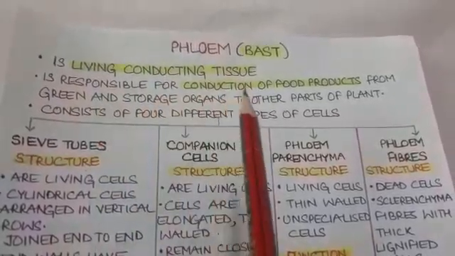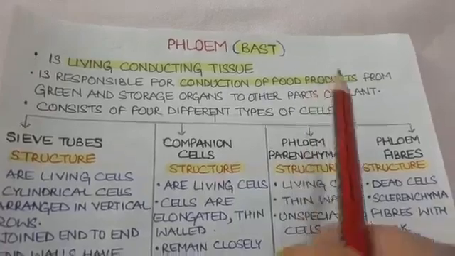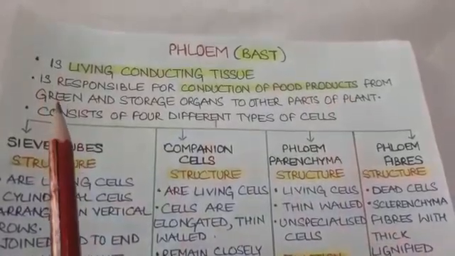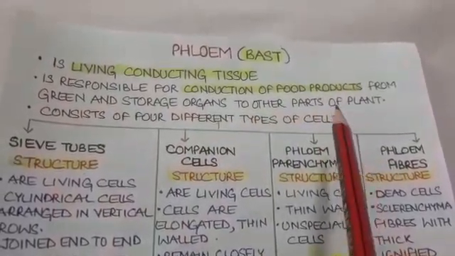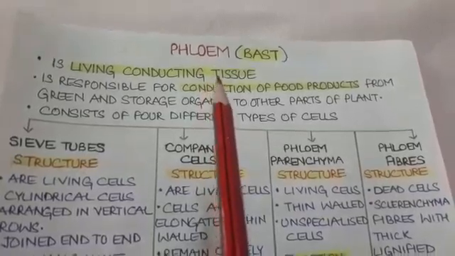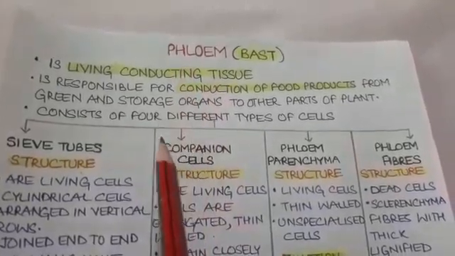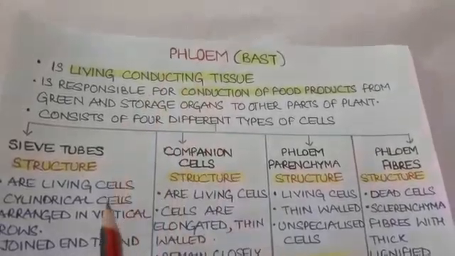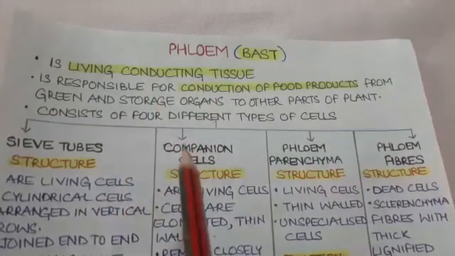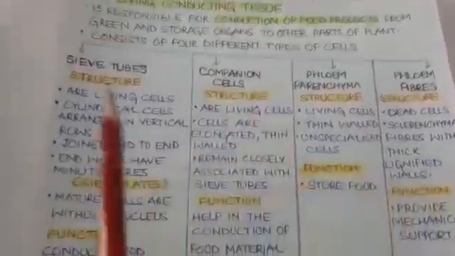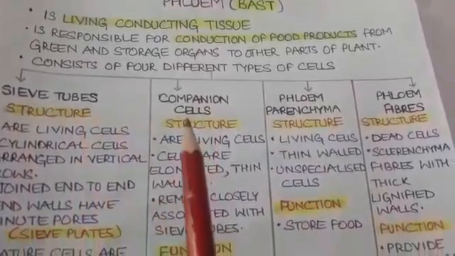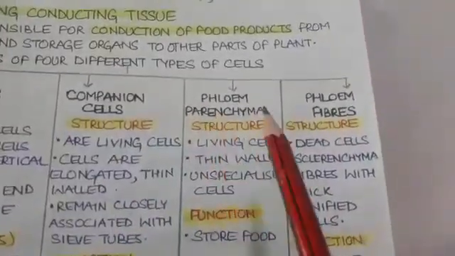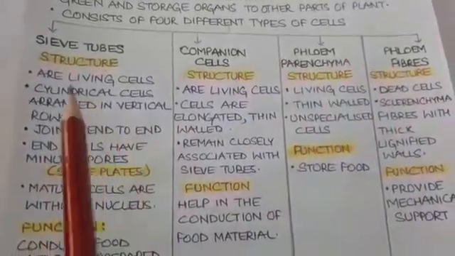Phloem is responsible for the conduction of food products from green parts, that is mostly leaves, and storage organs to other parts of the plant body. So when we talk about conduction in phloem, it is bidirectional. It is in both directions, from upper parts to lower parts, and it may also be from lower parts to upper parts. Again, phloem is also made up of four different types of cells. These cells are sieve tubes, companion cells, phloem parenchyma, and phloem fibers. Let us see the structure and functions of these cells one by one.